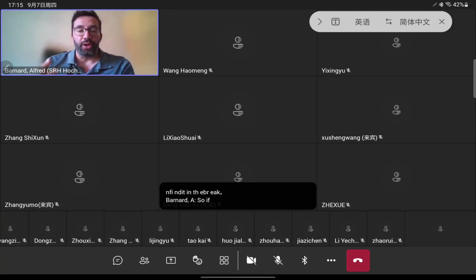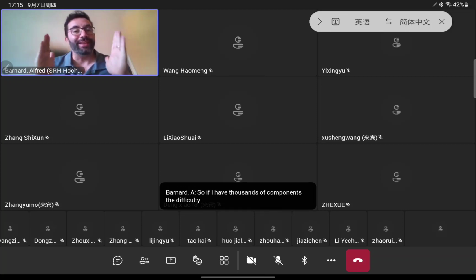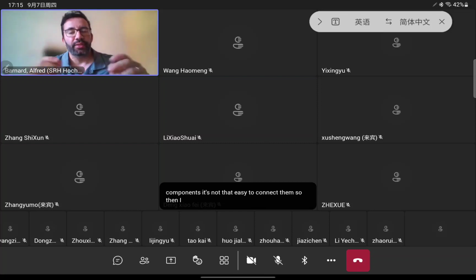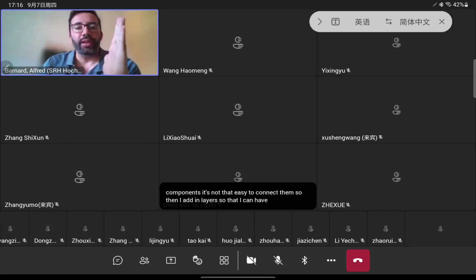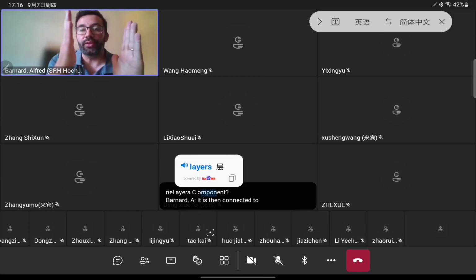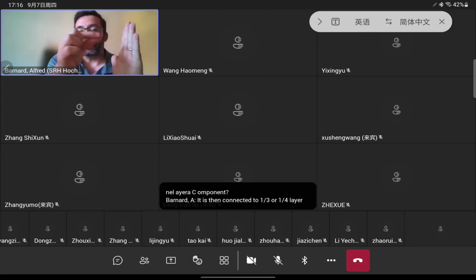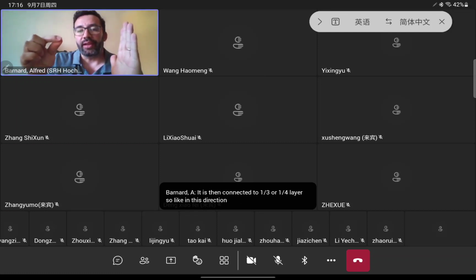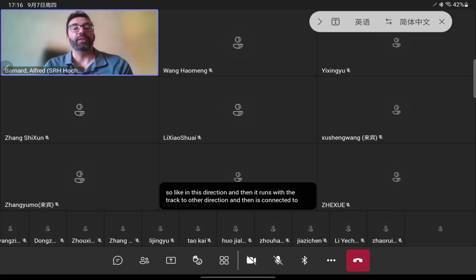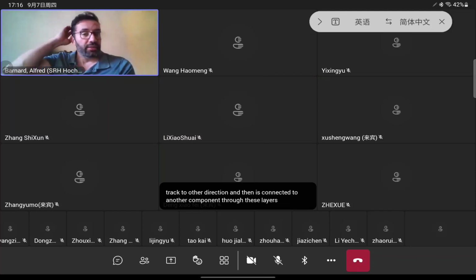So if I have thousands of components, the difficulty becomes connecting those components. Because I can make my board as big as I want, but if I have 100,000 very small components, it's not that easy to connect them. So then I add in layers so that I can have on my 1 layer a component. It is then connected to a 3rd or a 4th layer, like in this direction. And then it runs with the track in another direction and is connected to another component through these layers.